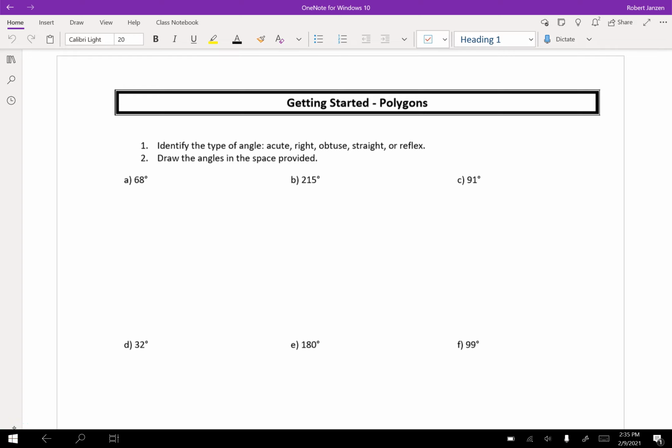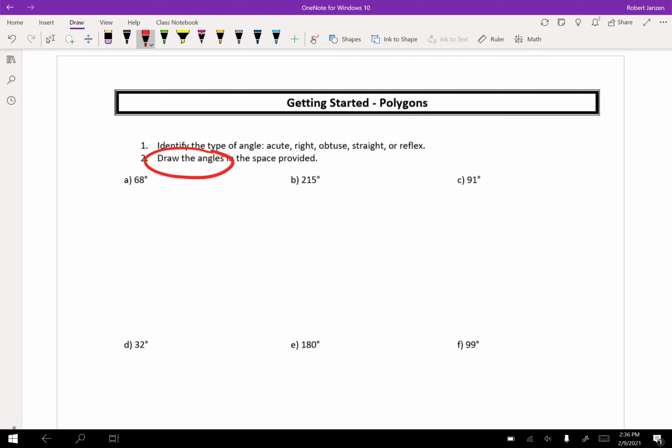This is the start of our third unit on polygons, and we're going to start with just getting a little bit accustomed to what angles look like, the size of them, and what we call them. This exercise here I'm never going to get you to do. I'm never going to get you to draw an angle, okay? You know, if you had to, you would use a protractor, but I'm not going to do that to you. But you should know how big a 68-degree angle is.